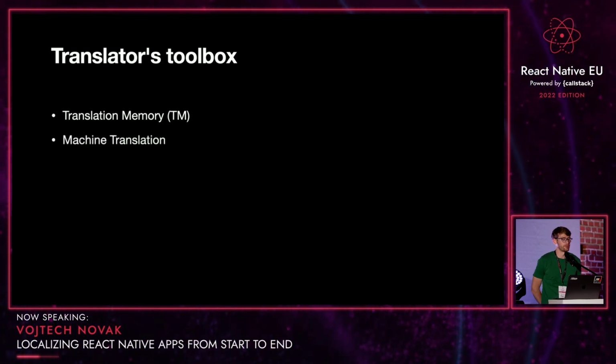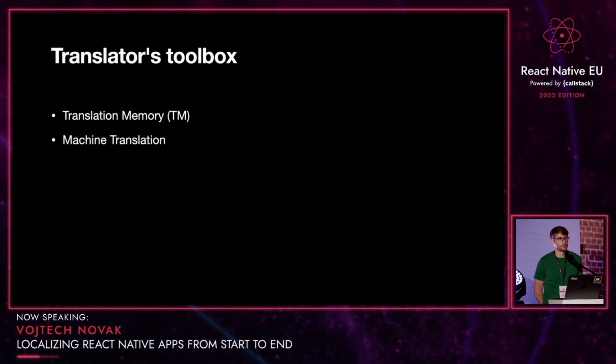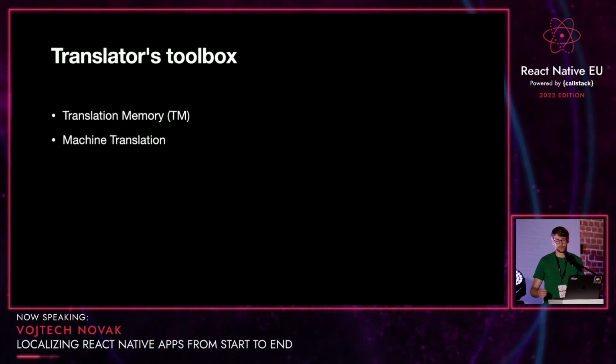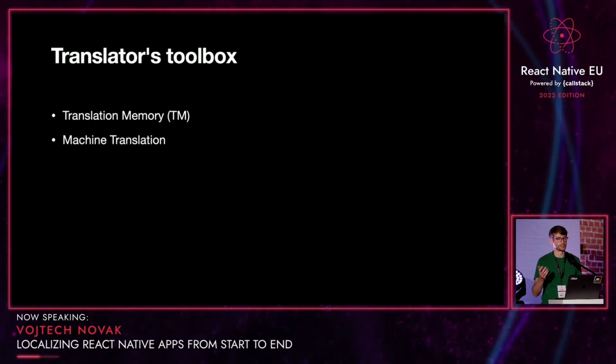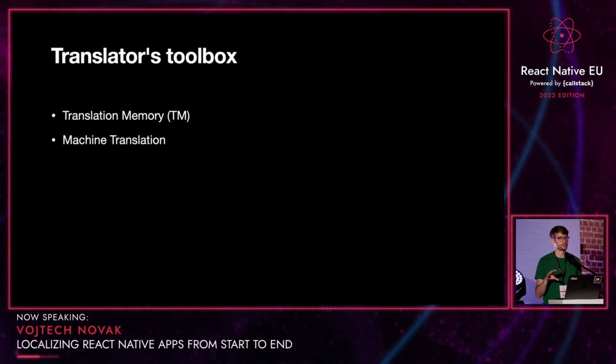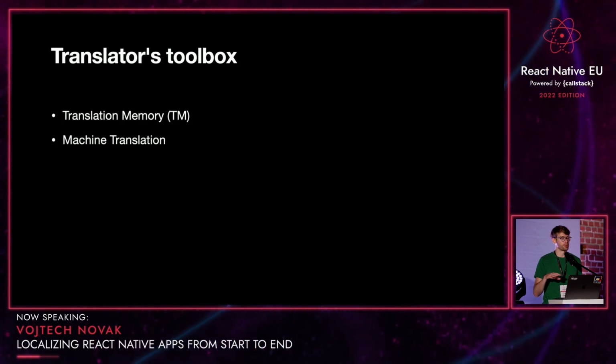Next tool is machine translation. I think this is kind of obvious because machine translation has become much more mature and viable in the past few years. And oftentimes translators use it to sort of get a quick translation for a string, and then maybe they look at some mistakes that need fixing and just polish the result of the machine translation.